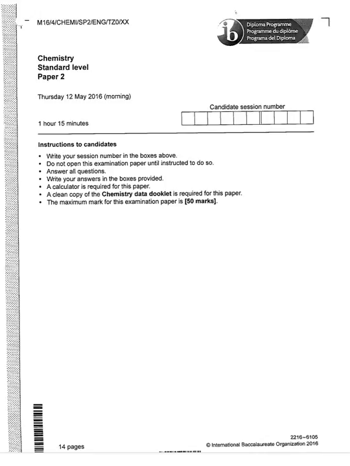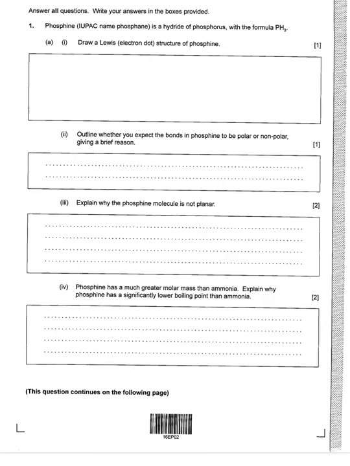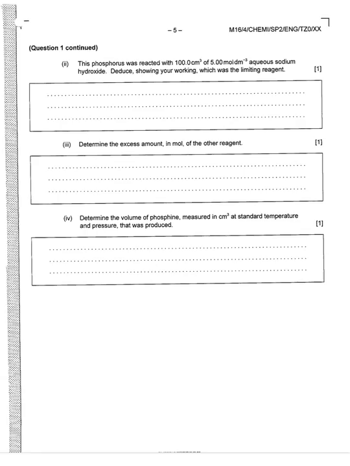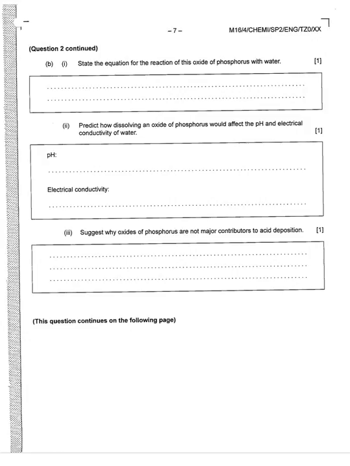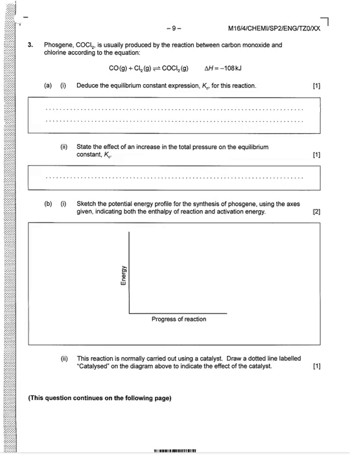Welcome. In this video, I'm going to go through question 3 of paper 2 of the May 2016 exam given for SL Chemistry. I'm going to start with question 3 here. Questions 1 and 2 can be found on a separate video.